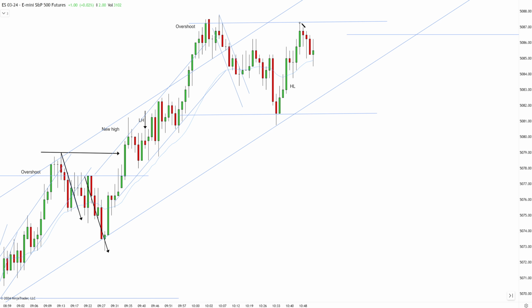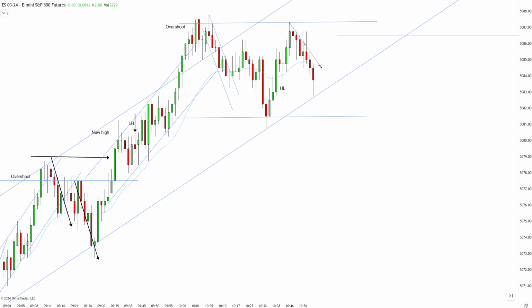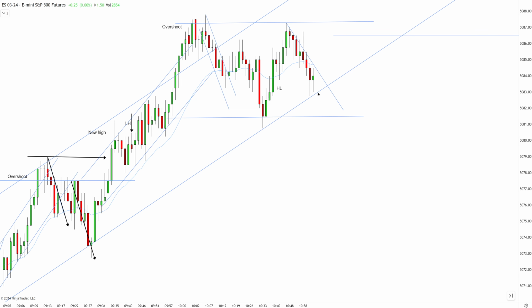I cannot go long here. We had overshoot. We're in the middle of the trend range. We're just going to be patient. Notice I keep drawing these shortened channels down. I cannot go long as this downtrend is in play.